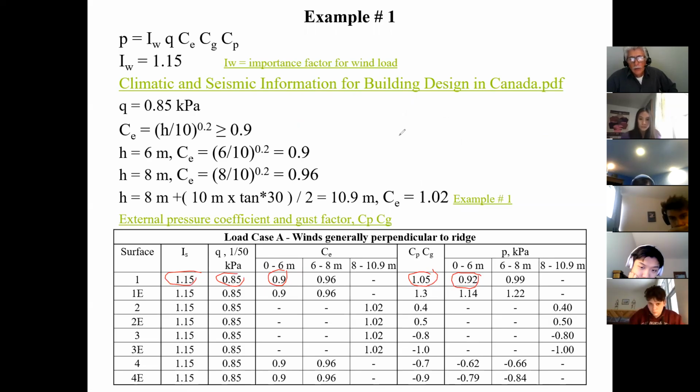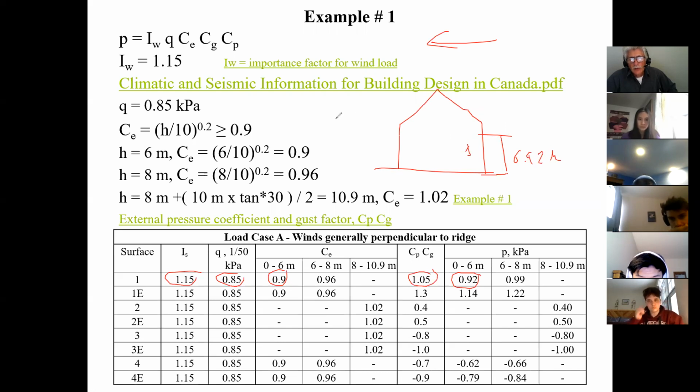In other words, here's my building, and I'm going to show you later on. If the wind is blowing this way, this is my surface number 1, and therefore up to 6 meters here, this would be a wind pressure of 0.92 kPa. Then after that, this is 8 meters high here, and therefore it would go up slightly. It would go up a little bit higher, and so on.